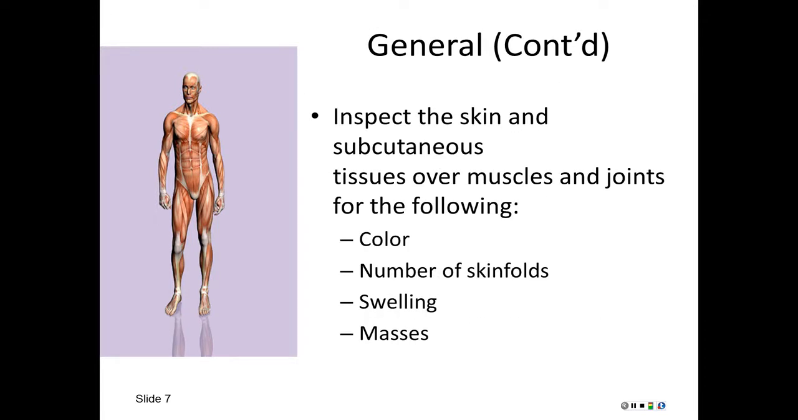So you're going to start with the skin and subcutaneous tissues over the muscles and joints. Look for color, number of skin folds. This is particularly important in the thigh section, anterior and posterior thighs, because the number of skin folds is often going to tell you if there's a problem with one leg being shorter or longer than the other leg. The number of skin folds would be more on the leg that tends to be shorter.